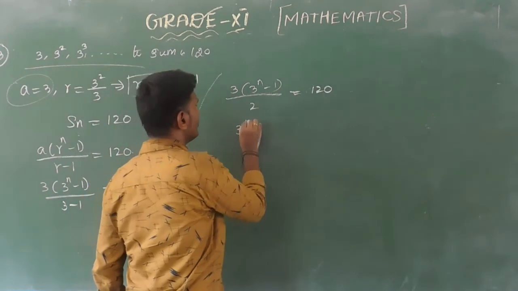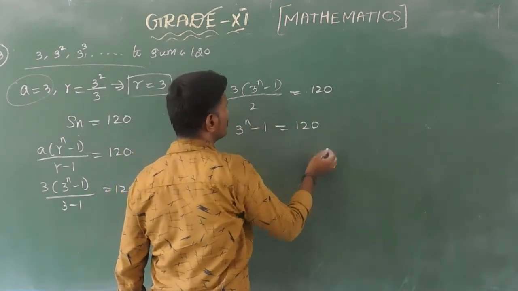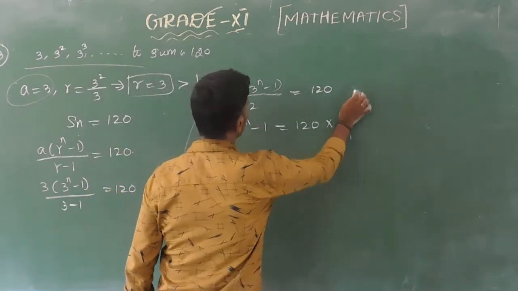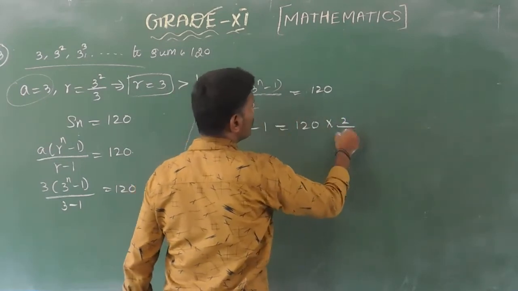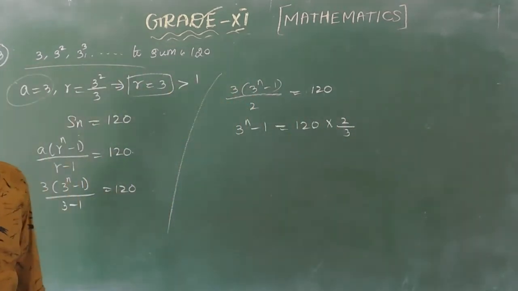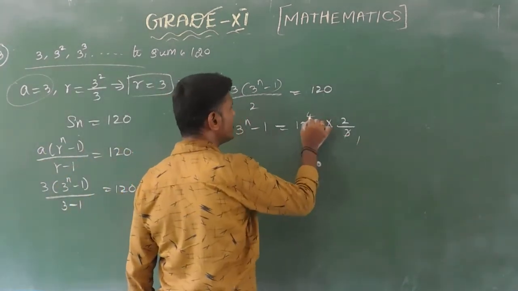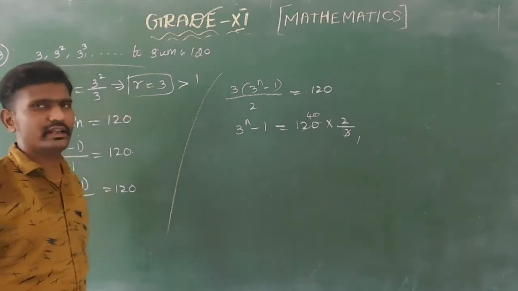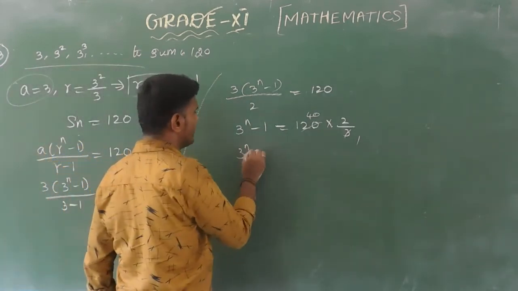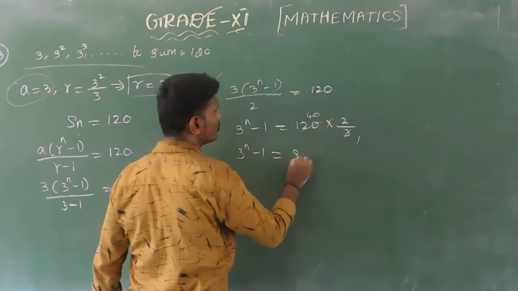That is 3 power n minus 1, which is equal to 120 into what will come? 3 by 2, it will become 2 by 3. Reciprocal. Yes, student. Now the simplification. 1 3 is 3, 43 is 120. Now 3 power n minus 1 equal to 80.